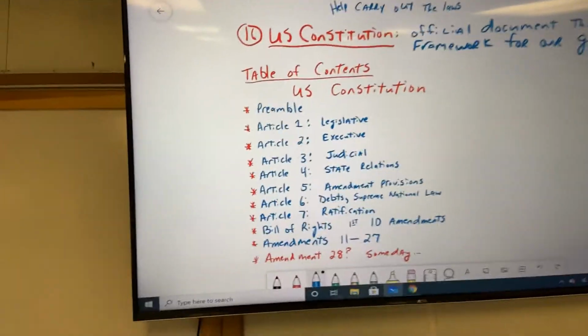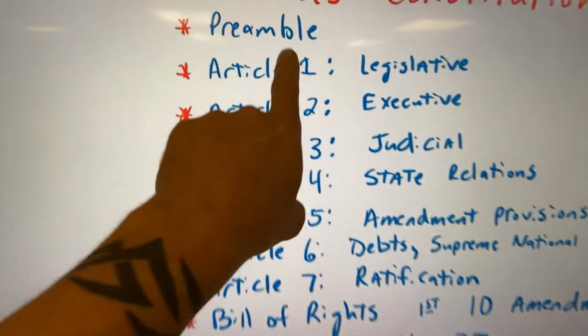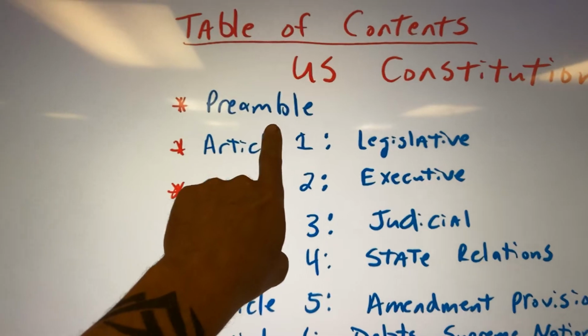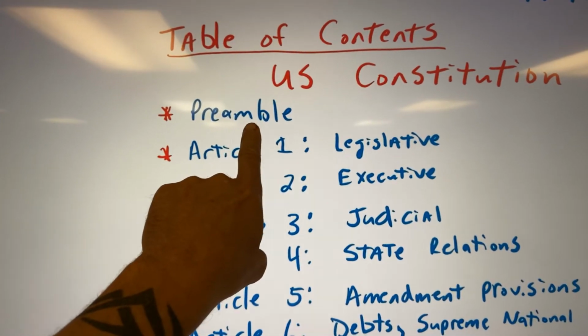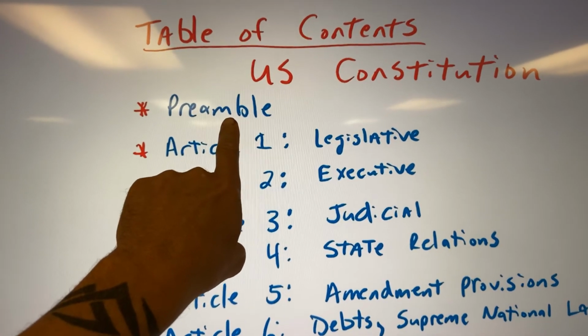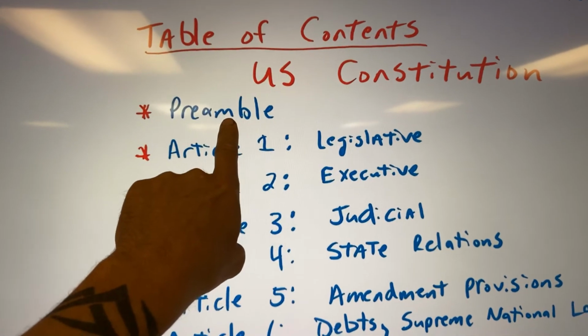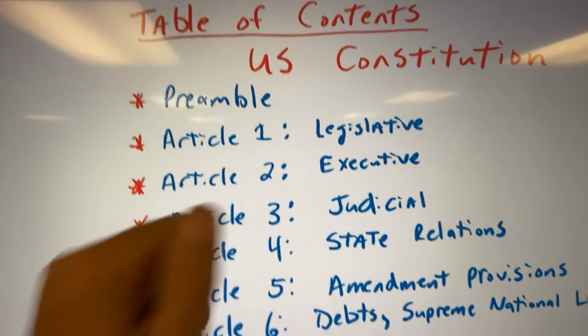So I wrote down the table of contents here for us to take a look at for the Constitution. And it's the last thing that we're going to put in our notes for this whole unit. Let me turn the screen around. The table of contents. The first thing, you already know what the first thing is. It's the introduction. It's the preamble. That's the first thing in the U.S. Constitution, and it establishes the goals that our founding fathers wanted to accomplish.